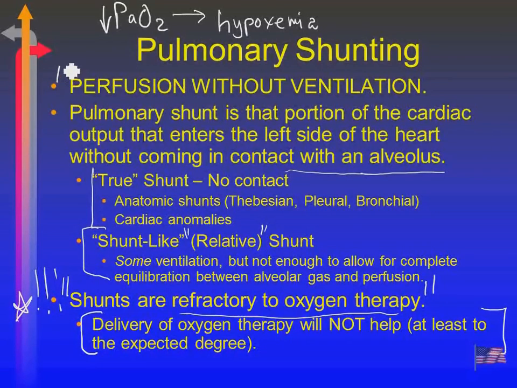This is the definition of a shunt, where perfusion exceeds ventilation. Probably a better way of saying it. Perfusion exceeds ventilation.